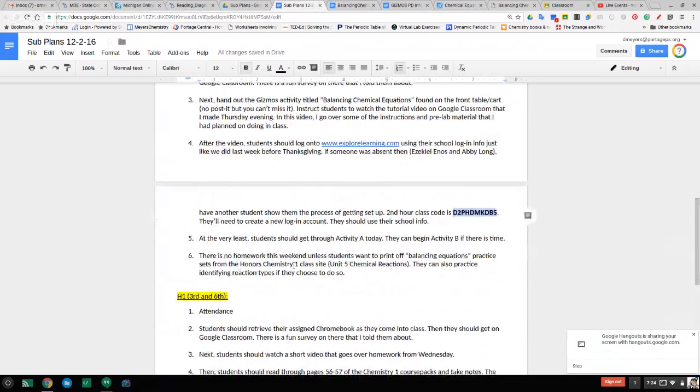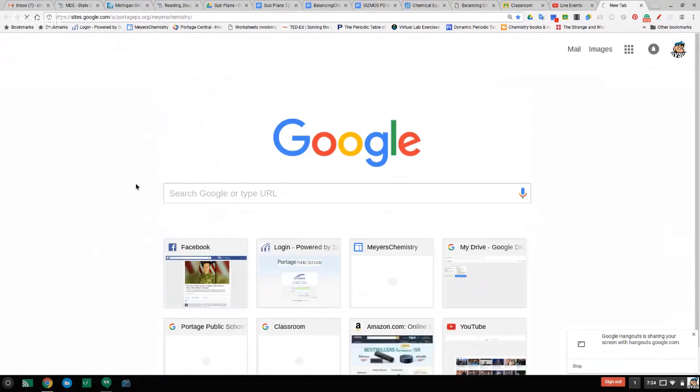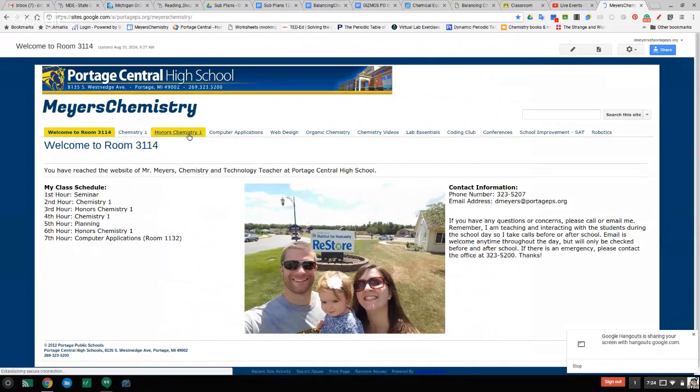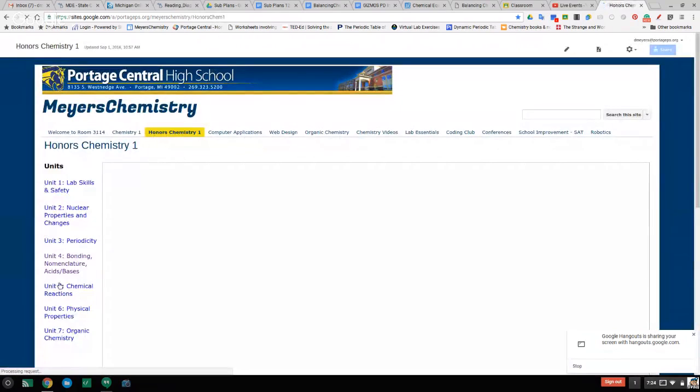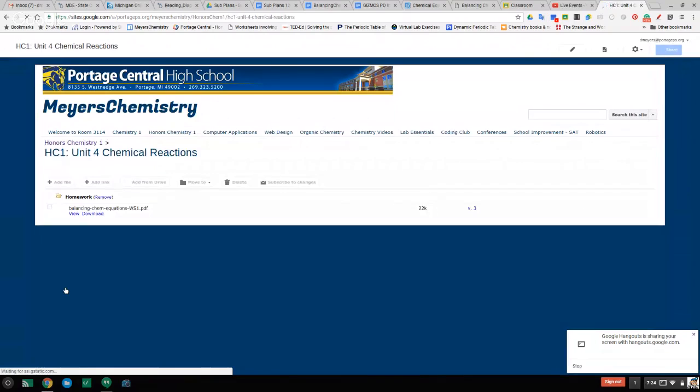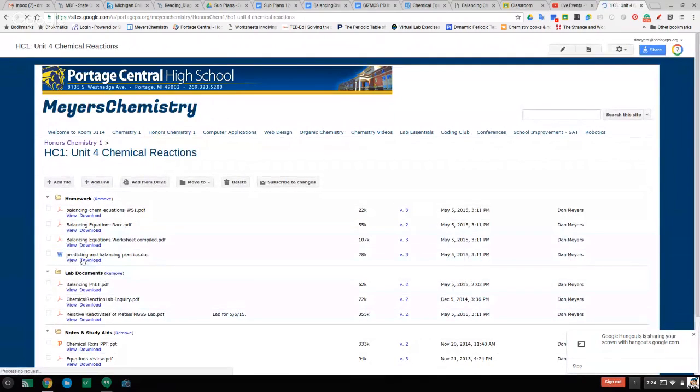Okay, there is no homework this weekend unless you want to print off a balancing equations practice set from the Honors Chemistry 1 class website, which looks like the following. If I go to the website, go to Honors Chemistry 1, Unit 5, Chemical Reactions. And then there's a few different balancing equations things here.